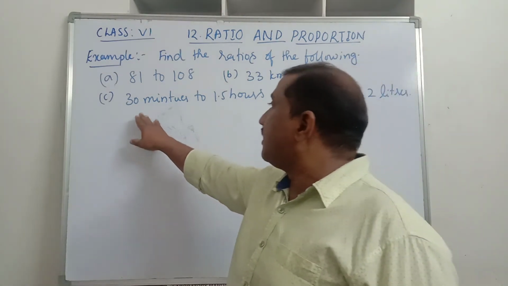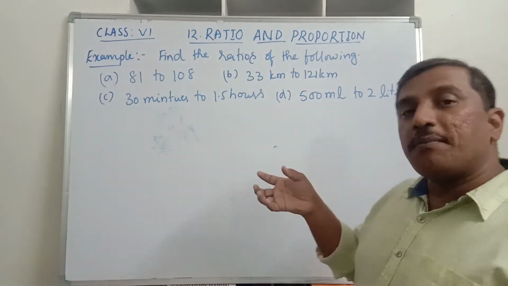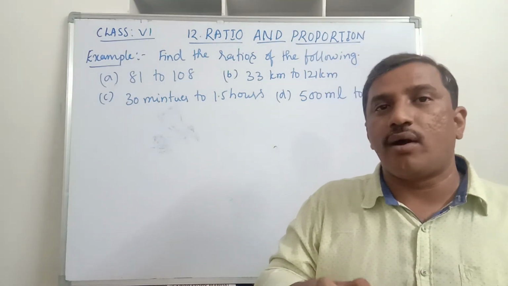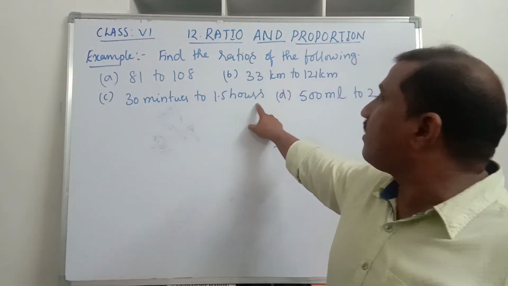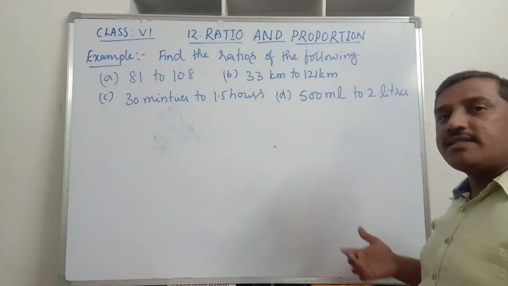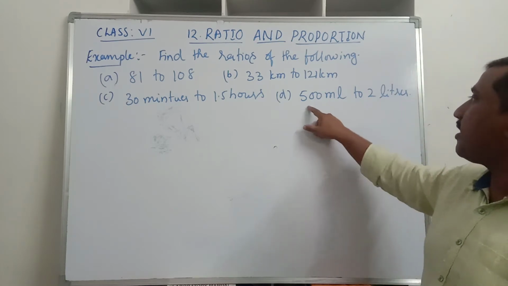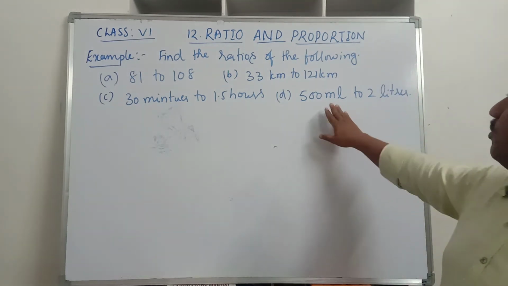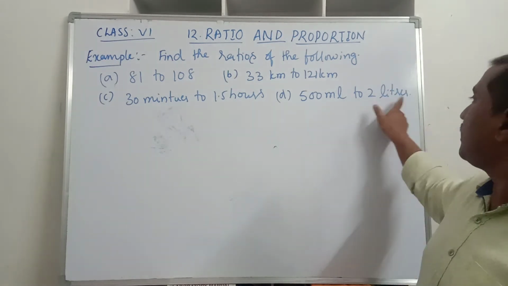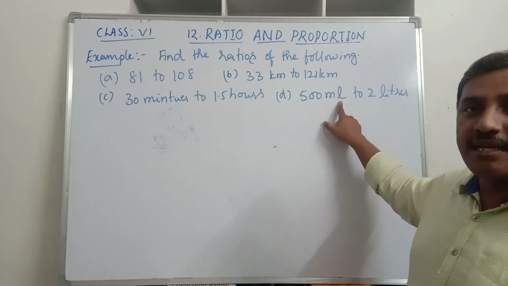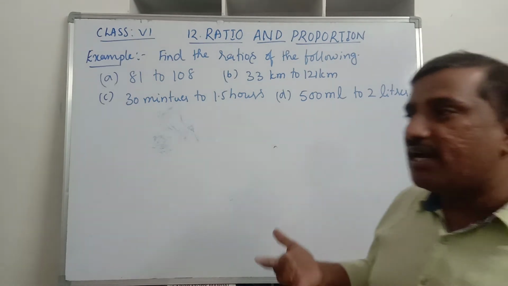The C bit: 30 minutes to 1.5 hours. Both are representing the same quantity, that is time, but their units are different. One is in minutes, the other is in hours. We need to convert them to the same kind of units. The D bit: 500 milliliters to 2 liters. Both are representing the same quantity, that is volume or capacity, but their units are different. The first is in milliliters, the second is in liters. We need to convert them to the same kind of units.